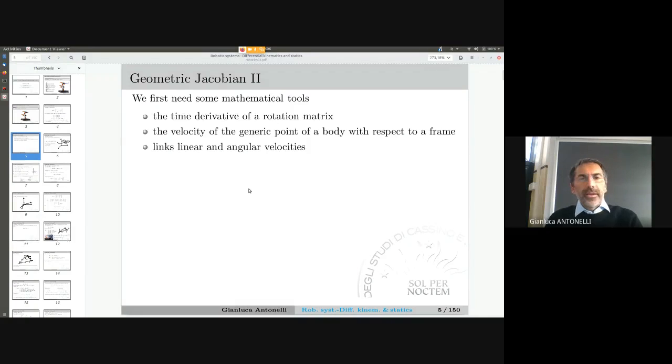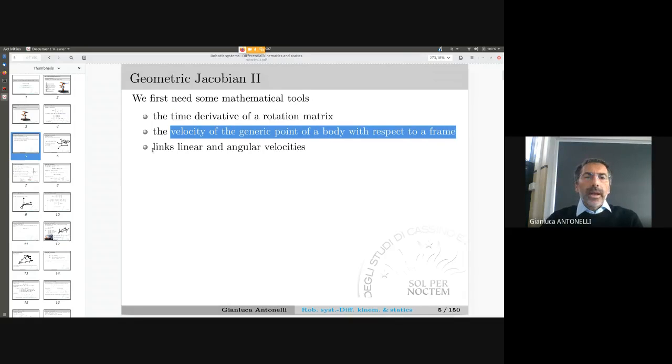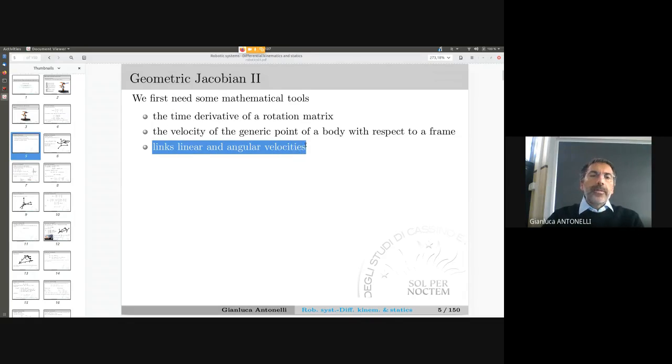What we have done yesterday was simply, let me say, but not so simply, to acquire some new mathematical concepts, new for most of you. So to compute the time derivative of a rotation matrix, to compute the velocity of a generic point of a body with respect to a frame, and, let me say, finally, the last step before building the geometric Jacobian, to compute the linear and angular velocity for each link of the robot.